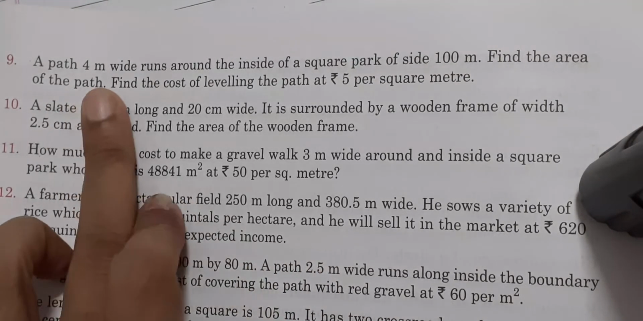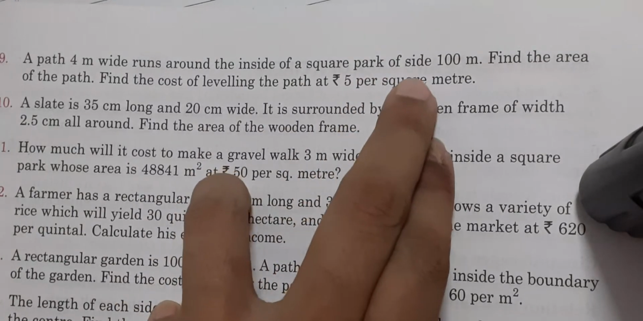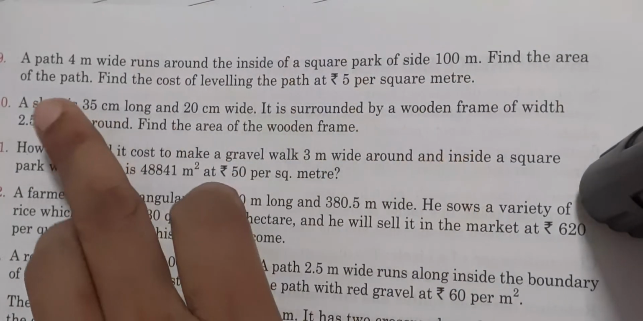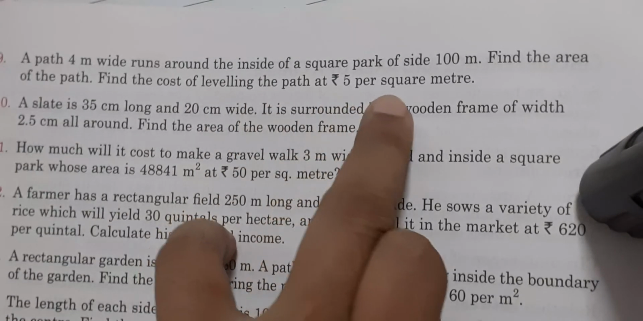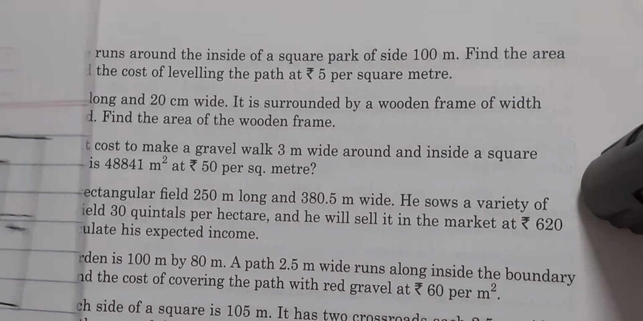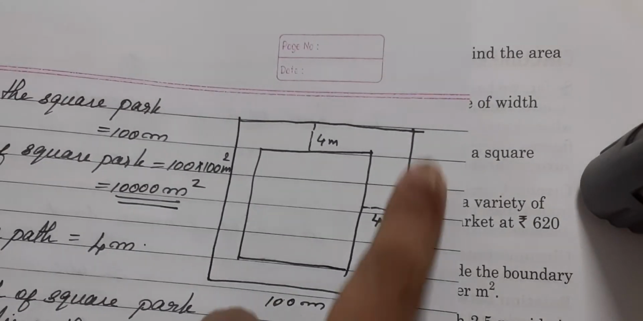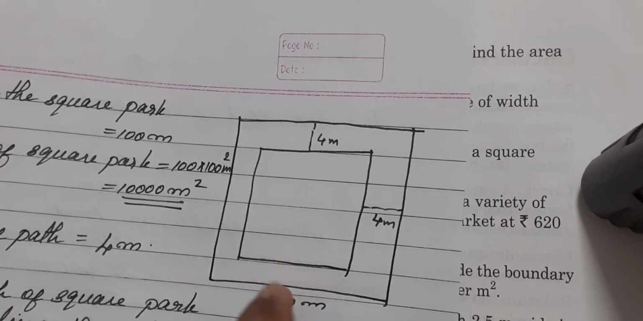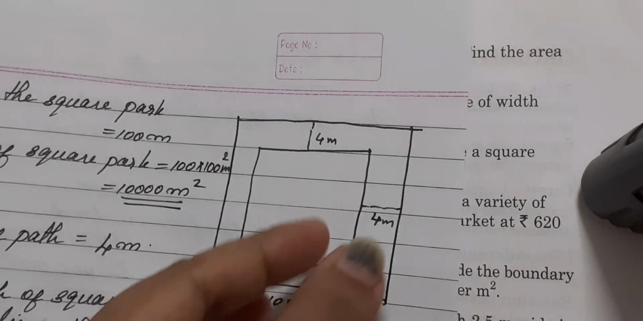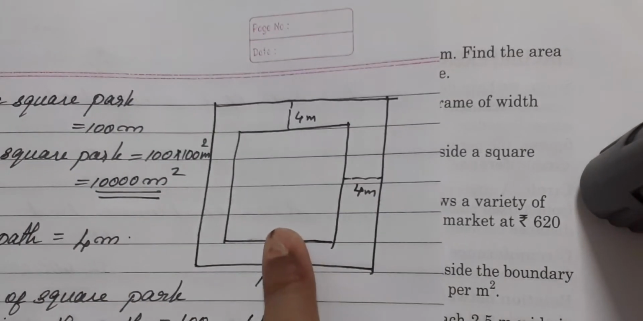A path 4 meter wide runs around the inside of a square park of side 100 meter. Find the area of the path. Find the cost of leveling the path at rupees 5 per square meter. So first you have to draw the figure. 100 meter is the side of that square park. Then inside, that road is coming, 4 meter width everywhere. So like this the figure will come.